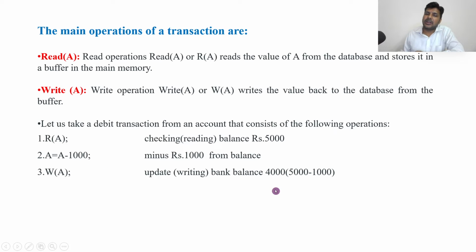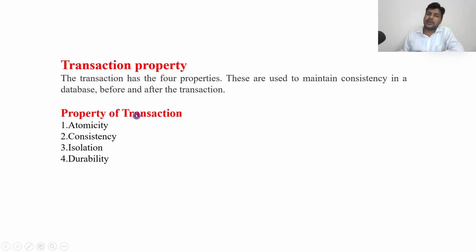Okay, right. Now let us move to the transaction properties, or we can also say properties of a transaction. There are 4. What are they? Atomicity, consistency, isolation, durability. These 4 are required to maintain consistency in the database. So the database should be correct; consistent means it should be correct. Okay, right. So let us see them one by one.